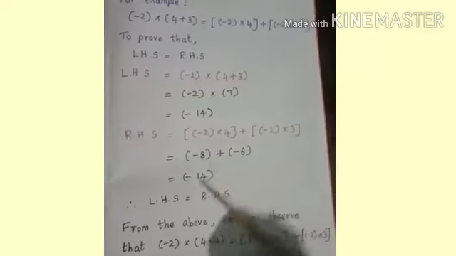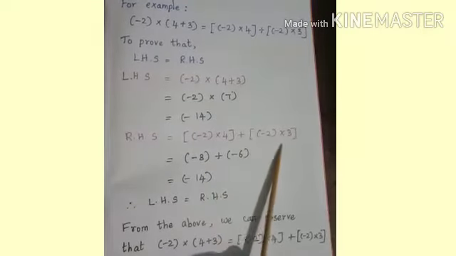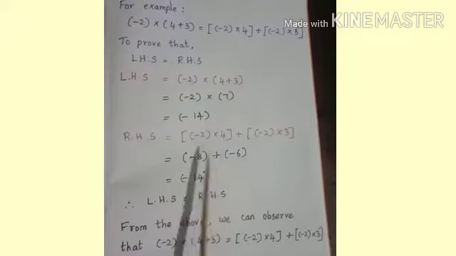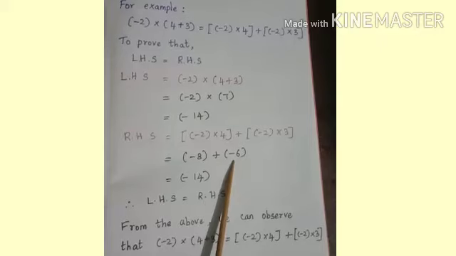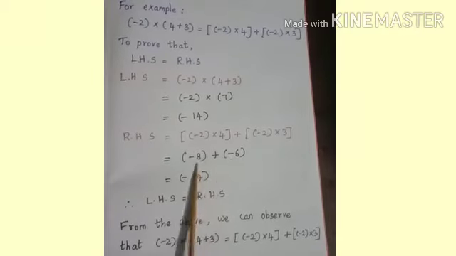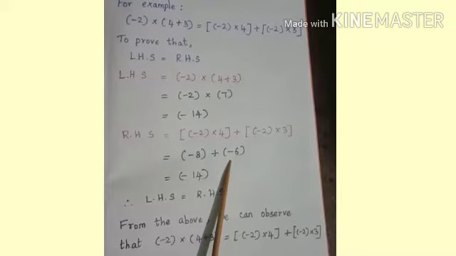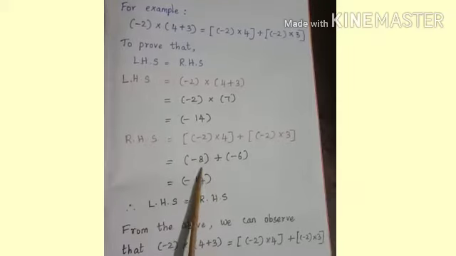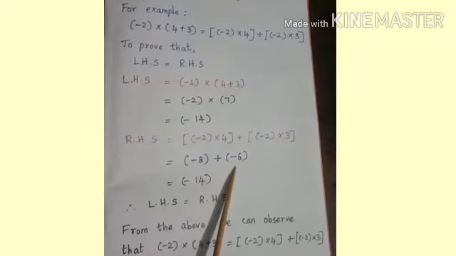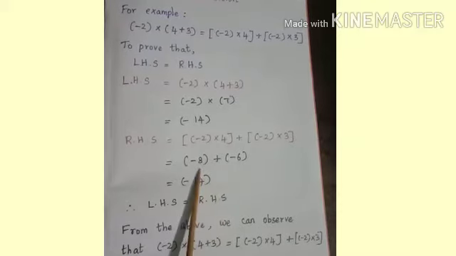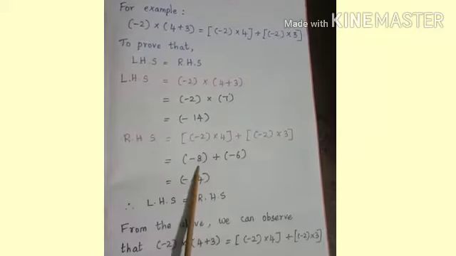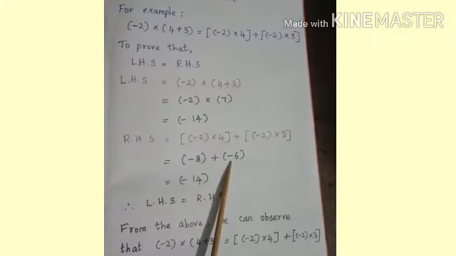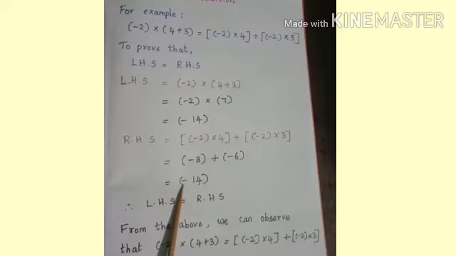Now find the value of the right hand side. That is minus 2 into 4 plus minus 2 into 3. By using the multiplication integer rule, we get minus 8 plus minus 6. Here, by using the addition integer rule, that is when we add two negative integers, we have to add and put the same sign. When we add 8 and 6, it is 14. The signs of these integers are negative. Therefore, minus 8 plus minus 6 is equal to minus 14.